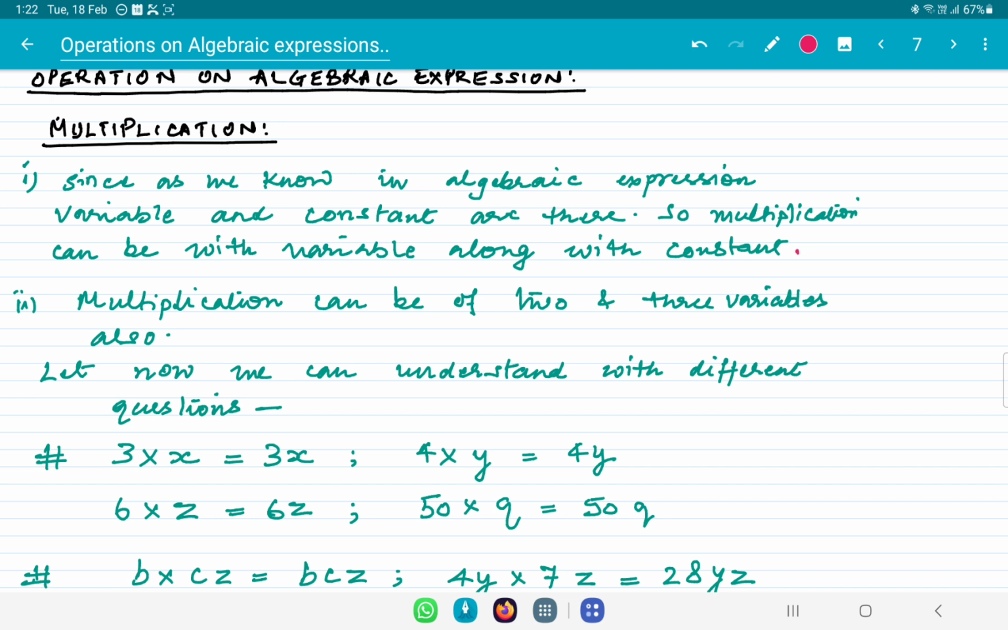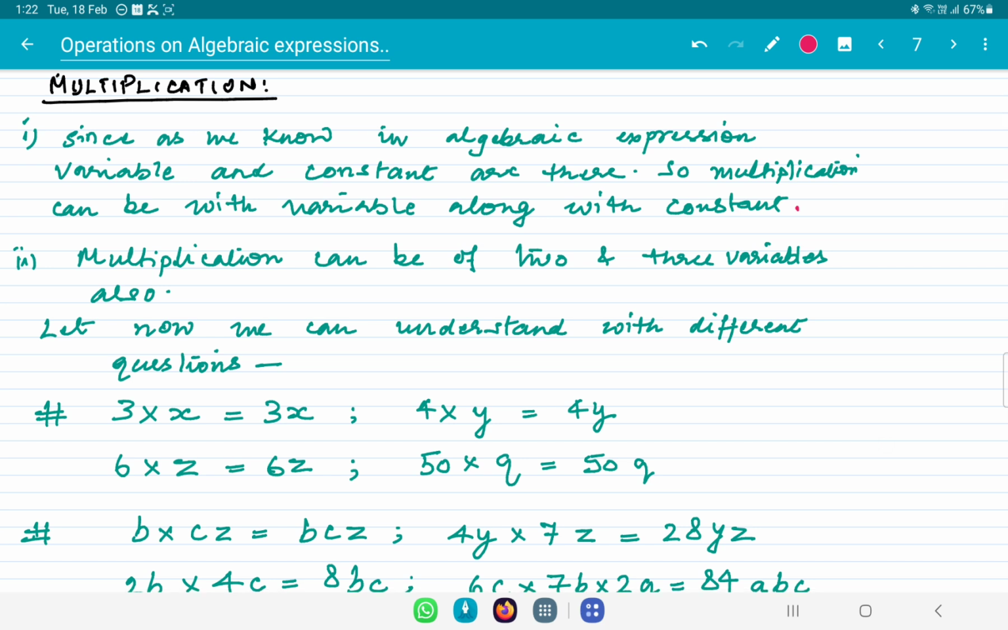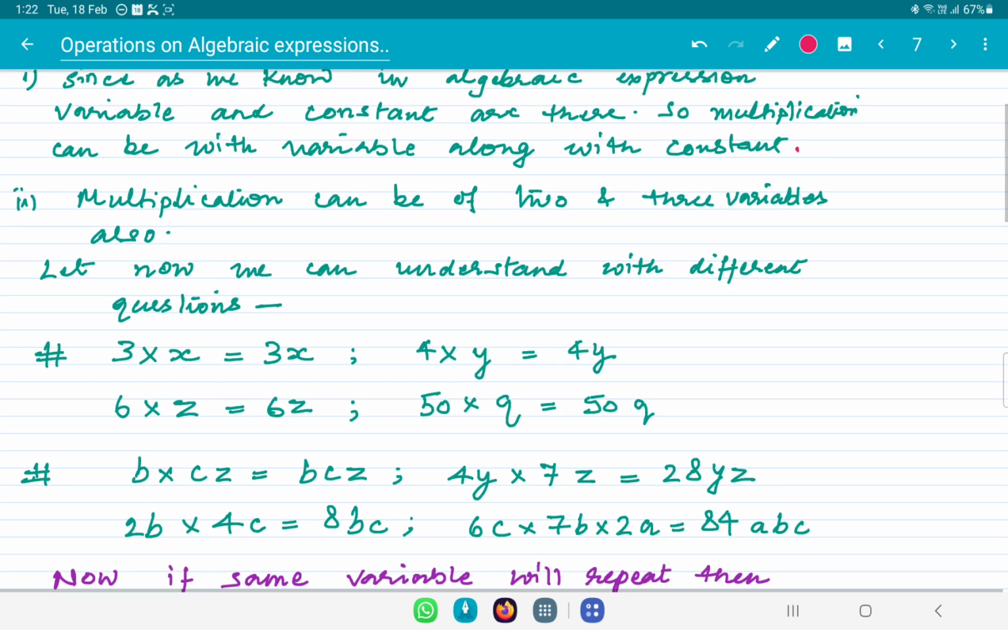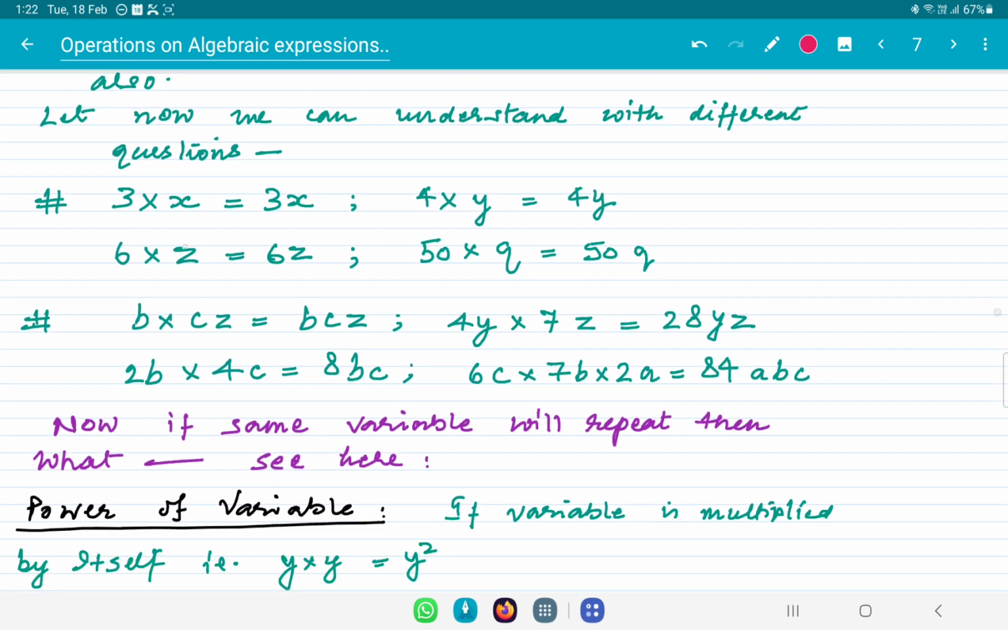Multiplication can be of 2 or 3 variables also, and in that multiplication, different types of constants or different types of variables will combine. So now we can understand with different types of questions. Suppose 3 is multiplied by x. Here you are seeing that 3 is a constant and x is a variable.